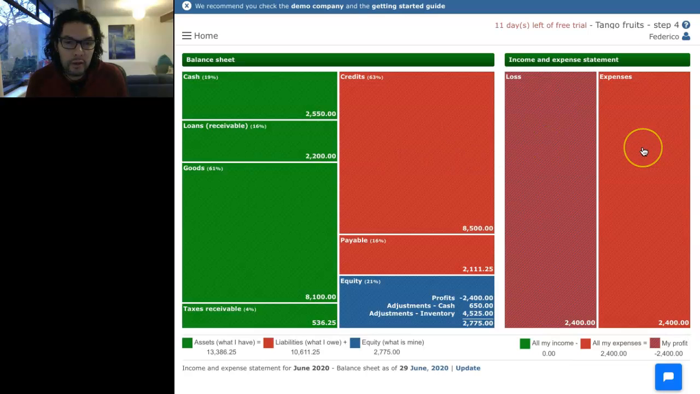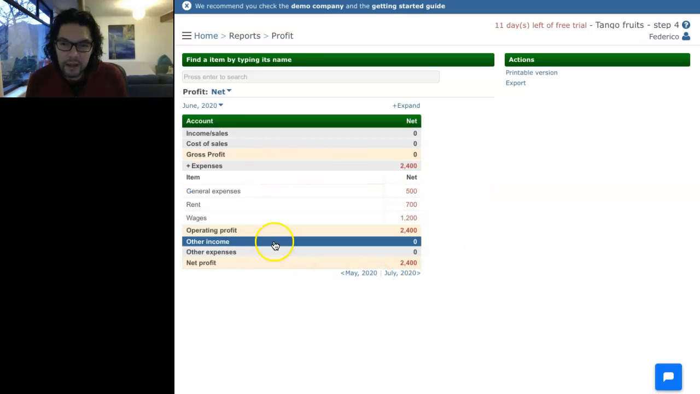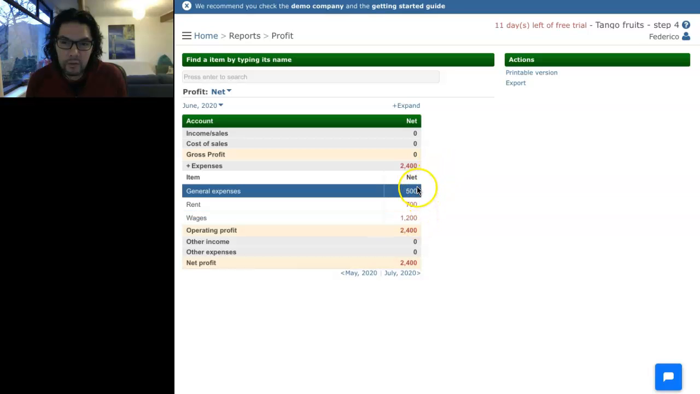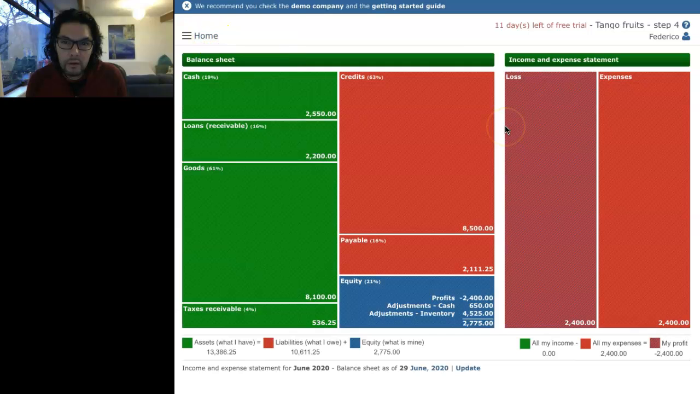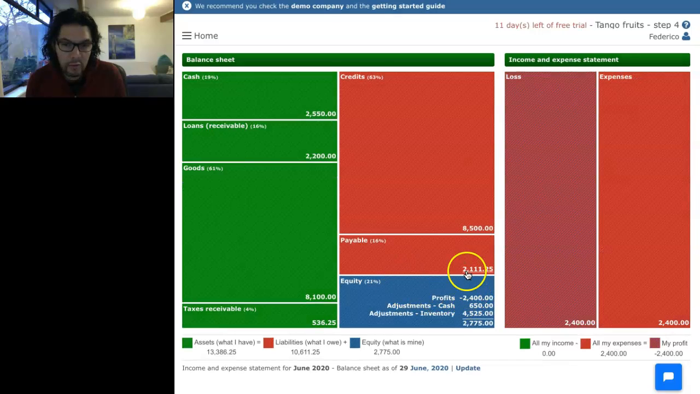So let's quickly click here. That takes us to the profit report with the detail of the actual expenses expanded here. So we can see, okay, it's 2400 and this is the breakdown, which is what we just entered. Let's go back to home. The only thing to keep in mind is that because we have no income in the system so far, we obviously are showing a loss here and a loss here that is also affecting our equity, which is going down because of this loss.